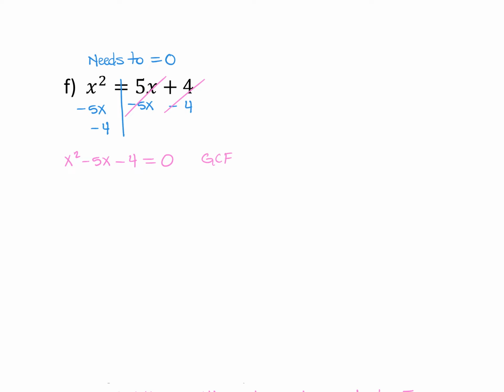Check your GCF. The GCF in this case is 1, so there's nothing we do about it. Our A is 1, our B is -5, and our C is -4. We want two numbers that multiply to -4, but add to -5. There is no number that multiplies to -4 and adds to -5. So that doesn't work, which means we want to do the quadratic formula.